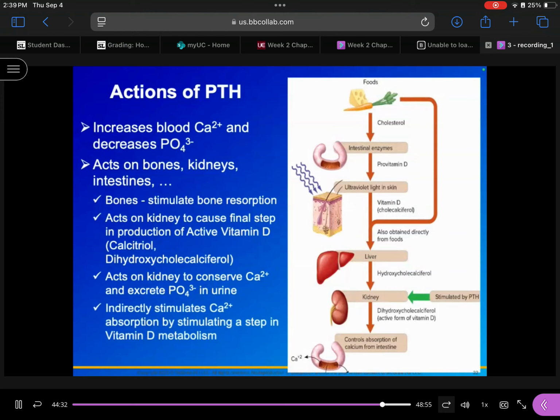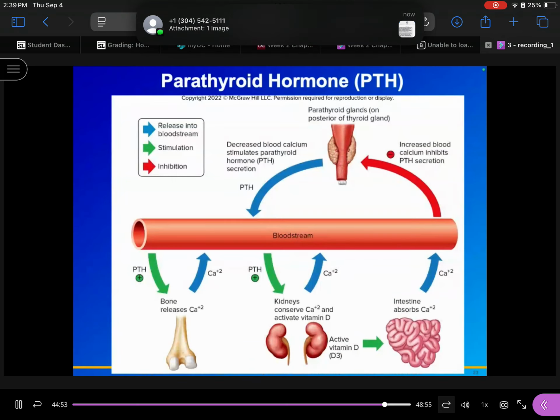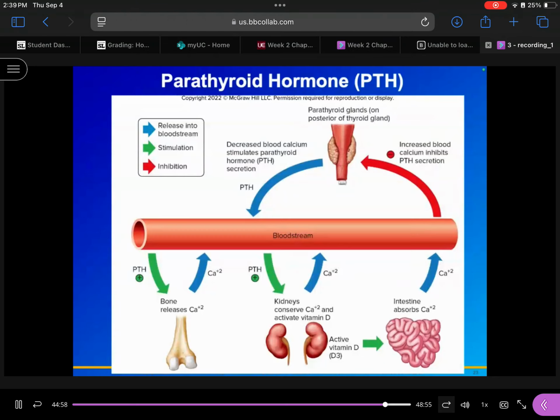It also is going to indirectly stimulate calcium absorption by stimulating a step in vitamin D metabolism, which is what we were referring to up there. So this is just a little stair step of looking at this action, PTH. Looking at parathyroid hormone, I think this helps with thinking about levels within the bloodstream and what that is going to do to calcium. And then for your exam, basically just understand it's the opposite effect for phosphate in comparison to calcium for PTH.